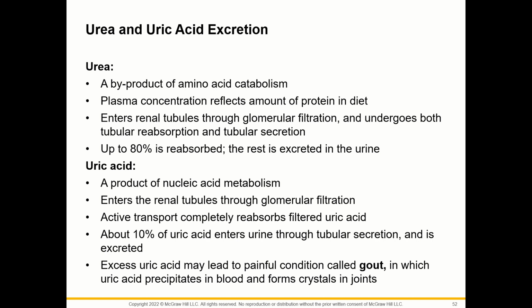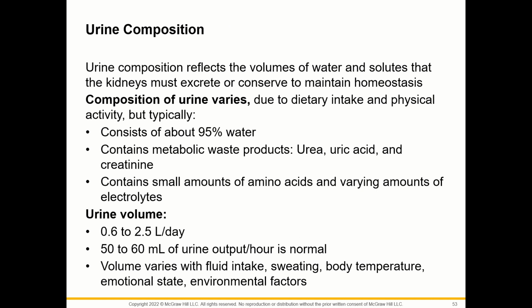Uric acid is a product of nucleic acid metabolism. It enters the renal tubules through glomerular filtration. Active transport completely reabsorbs filtered uric acid. About 10% of uric acid enters urine through tubular secretion and is excreted. The excess uric acid may lead to a painful condition called gout, in which uric acid precipitates in the blood and forms crystals in the joints.